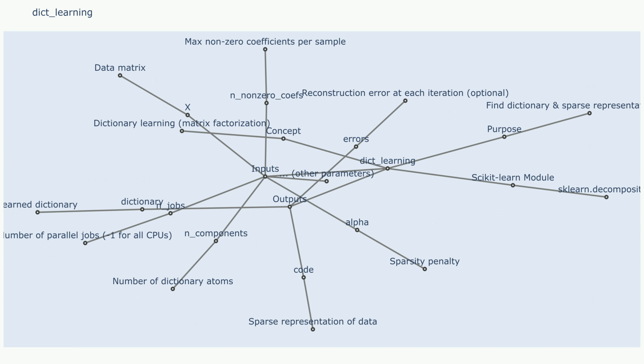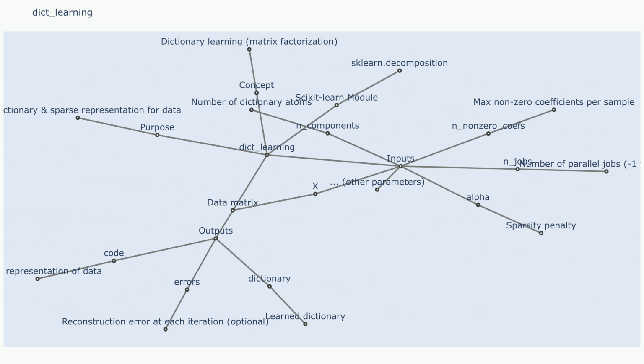fit_algorithm, str: the algorithm used to learn the dictionary and sparse codes. Options include lars, least angle regression, and cd, coordinate descent. max_iter, int: the maximum number of iterations for the learning process. tol, float: the tolerance parameter that determines the convergence criterion.